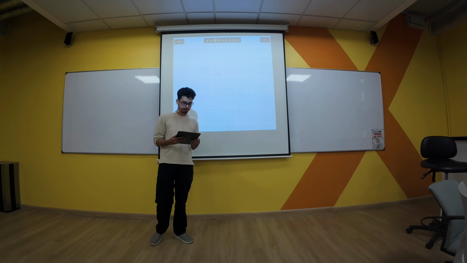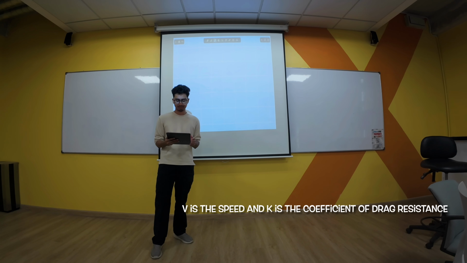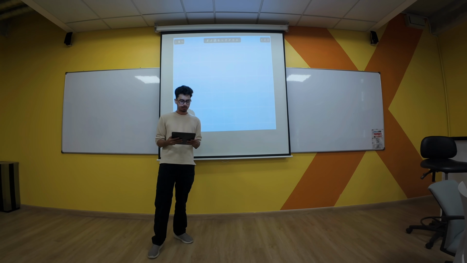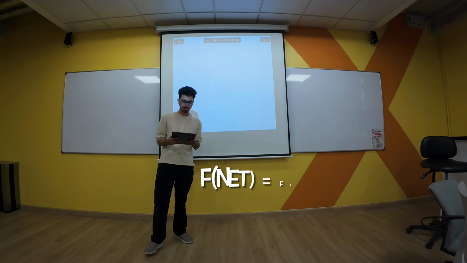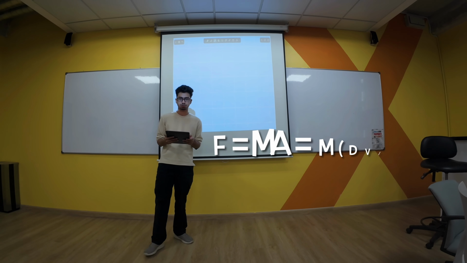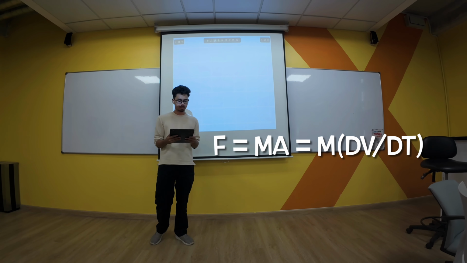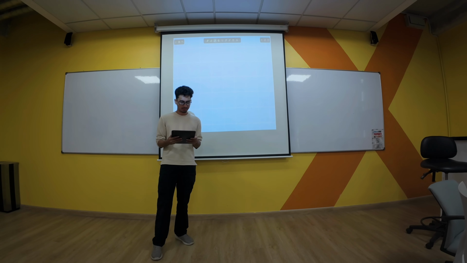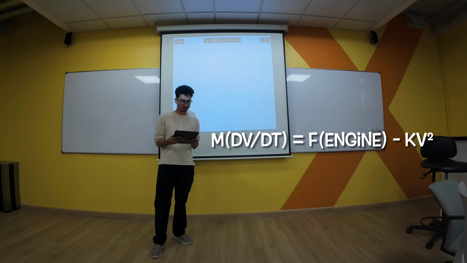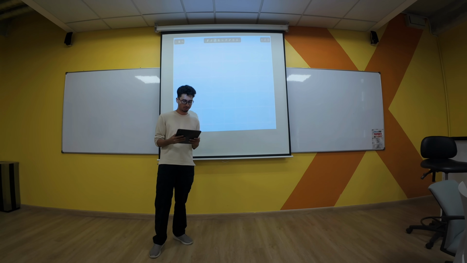In this equation, v is the speed, and k is the coefficient of wind resistance, or the drag resistance. Next, we can use Newton's second law. The net force on the car is F net equals F engine minus F drag. Newton's second law states that F equals ma, which is equal to m dv/dt. By putting it all together, we get m dv/dt equals F engine minus kv squared. This differential equation explains how the car's speed varies over time.